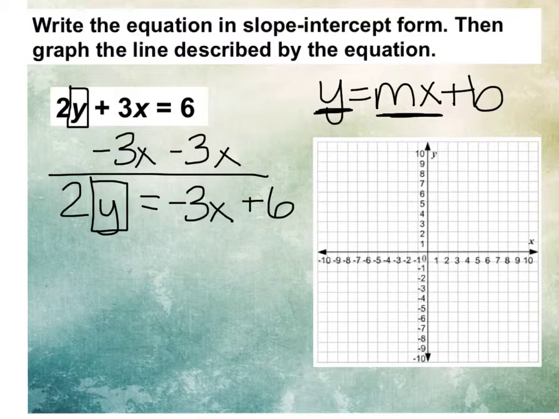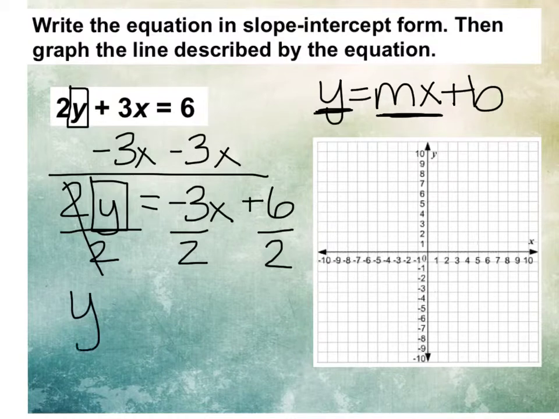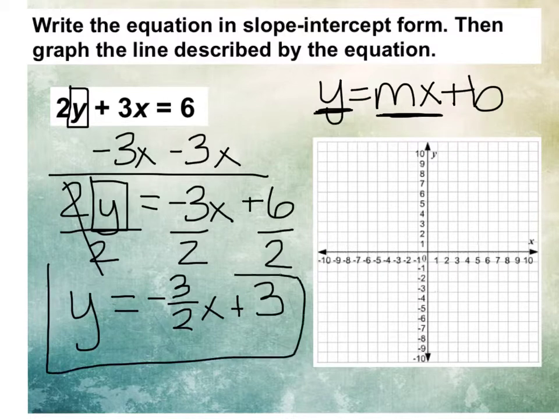My last step is to divide everything by 2. Not the first or second thing, but all 3 by 2. Oops, I wrote 3. All 3 by 2. The 2's reduce to 1, and I get y alone, just like I wanted. I wanted it isolated, and negative 3 over 2x plus 6 divided by 2 is 3. And now I have my equation in slope-intercept form.